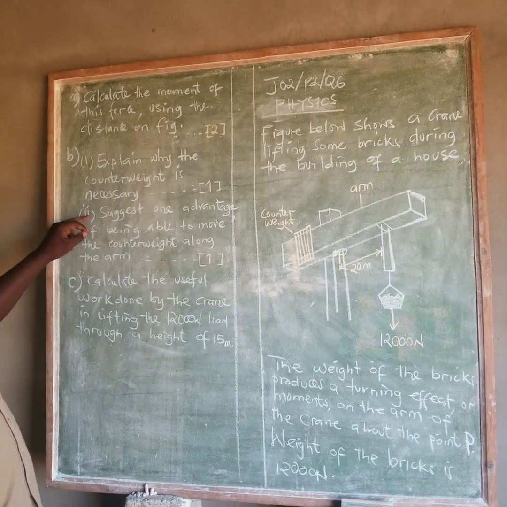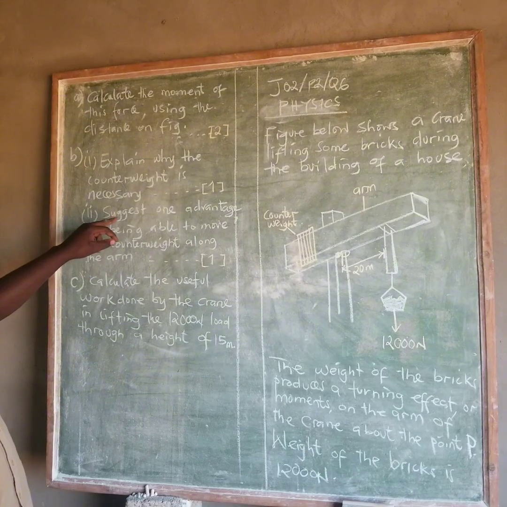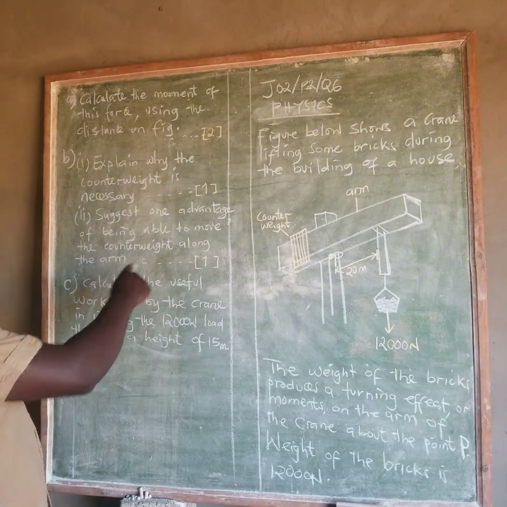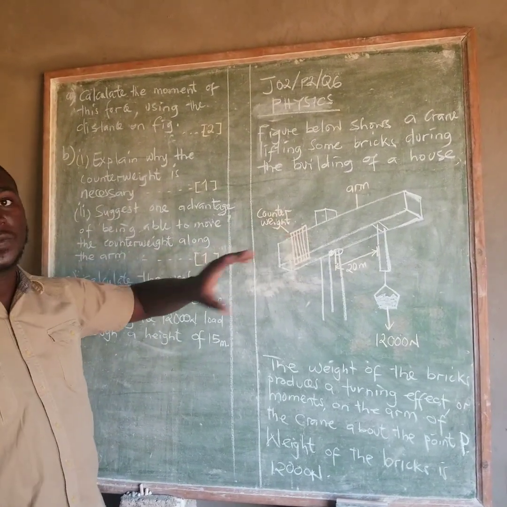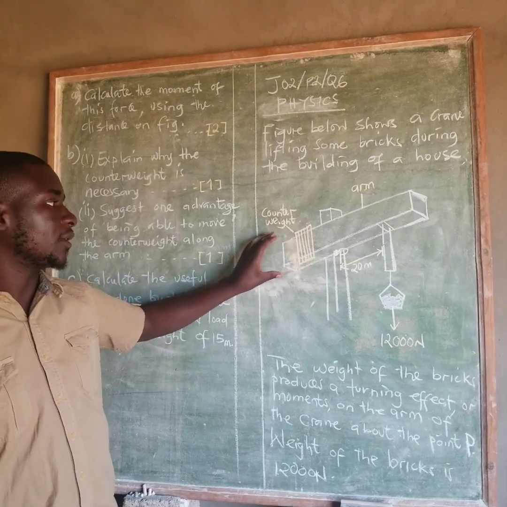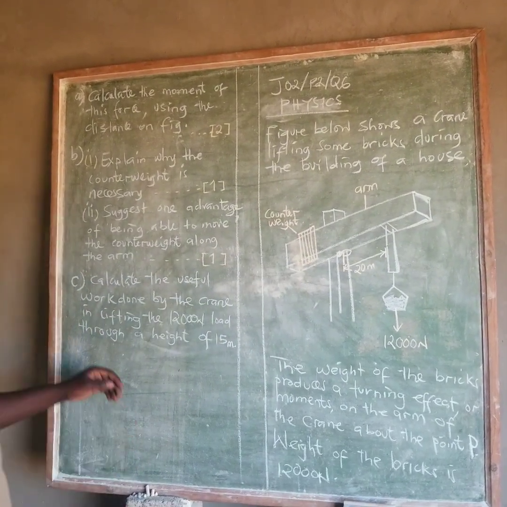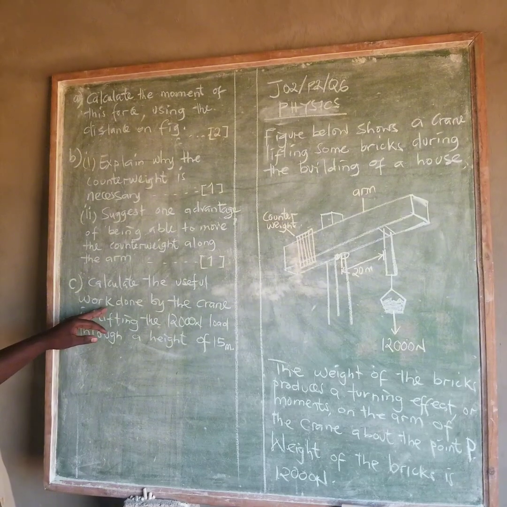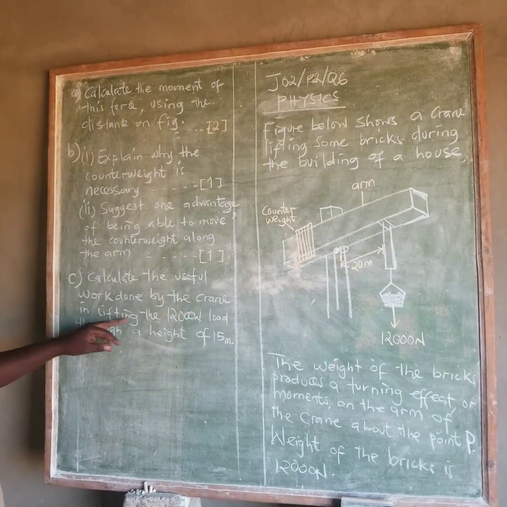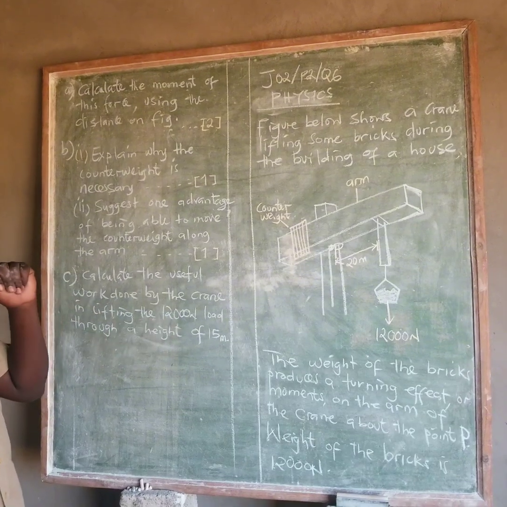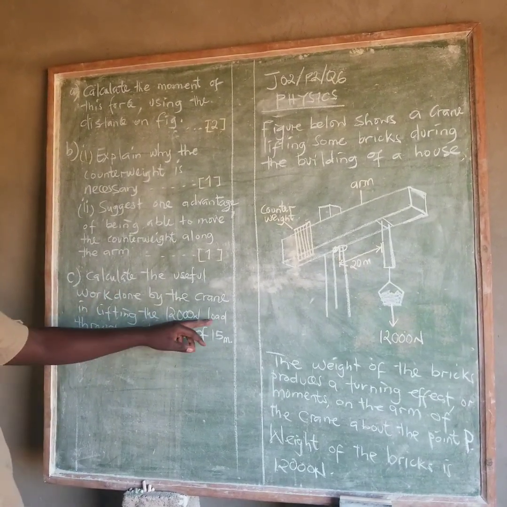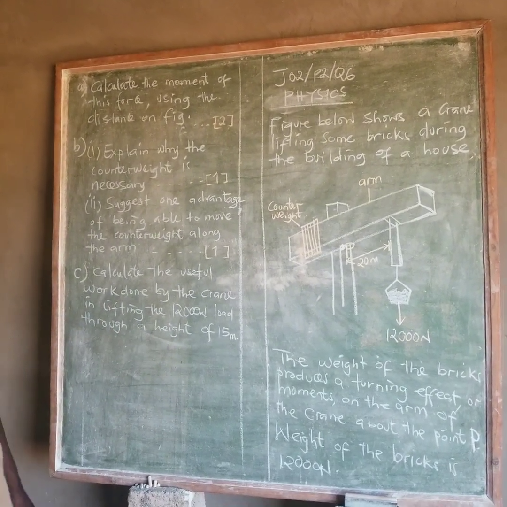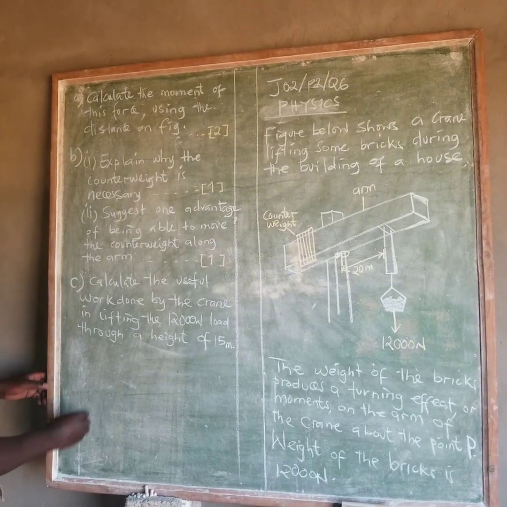That gives you a mark. Then secondly, B asks us to suggest one advantage of being able to move the counterweight along the arm. So this one is not fixed. You can easily move this one here. Then the other one is C. Calculate the useful work done by the crane in lifting the 12 kilonewtons load to a height of 15 meters. Let's start.